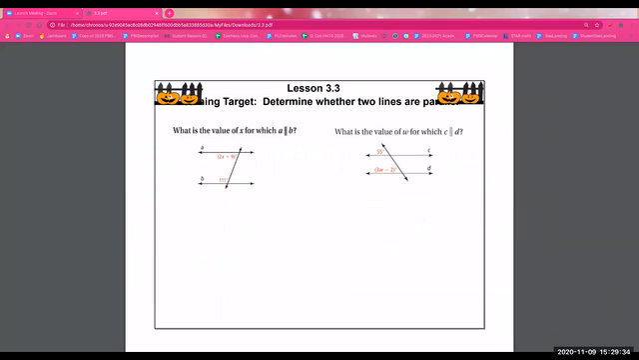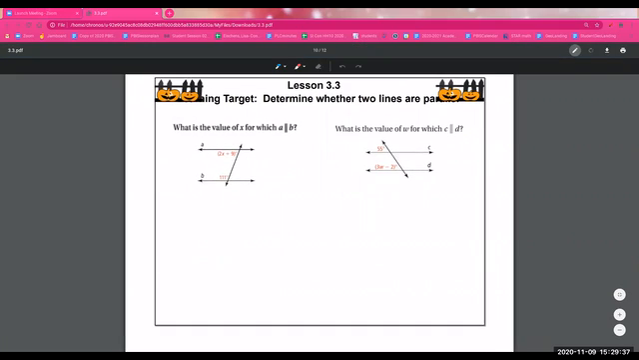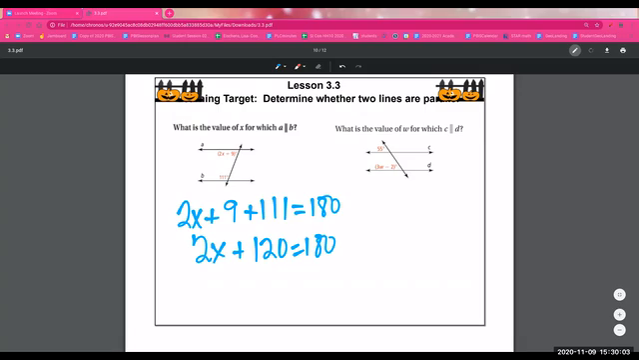All right, and we're almost done here, just a couple more. It says, what is the value of x for which A is parallel to B? Line A is parallel to line B. Well, those are same side interior, and if the lines are parallel, they would be supplementary. So 2x plus 9 plus 111, you add them together, they equal 180. And then we subtract 120. So 2x equals 60, divide by 2, x equals 30.